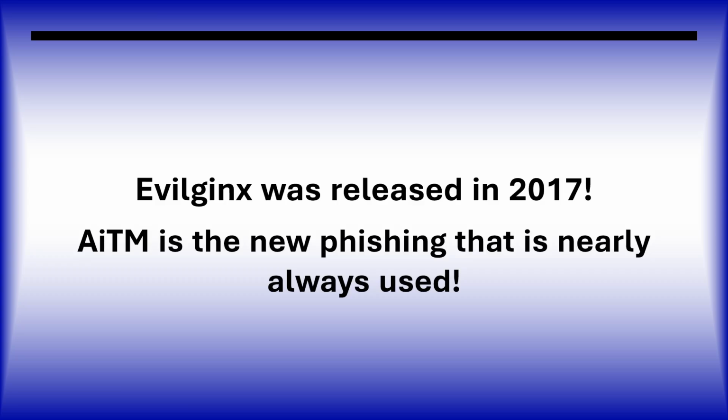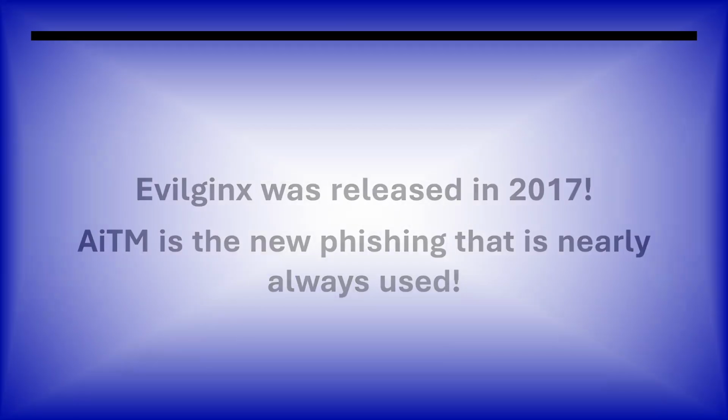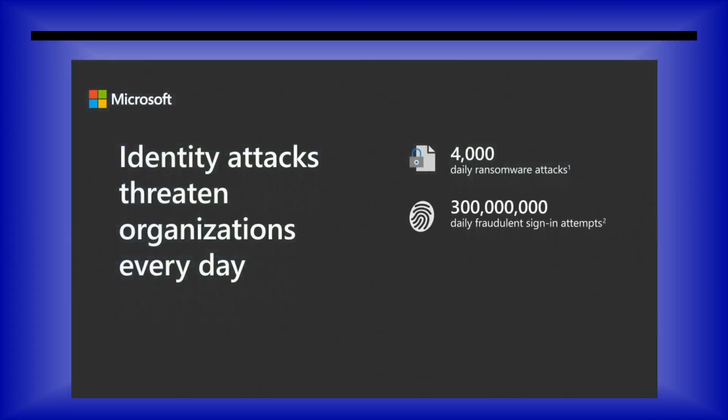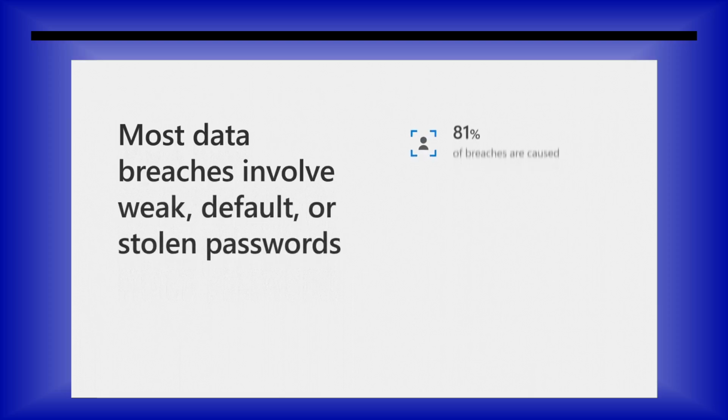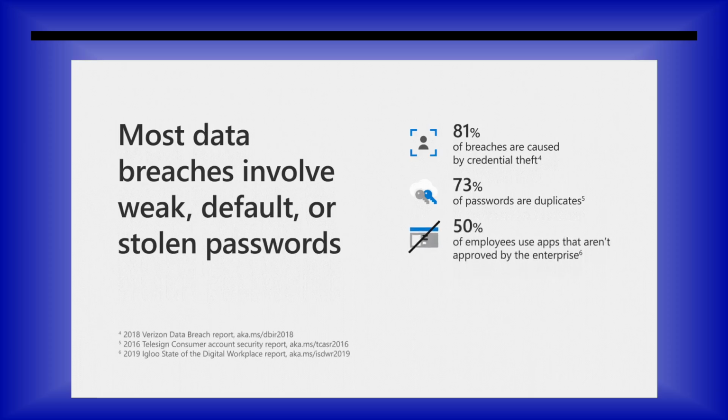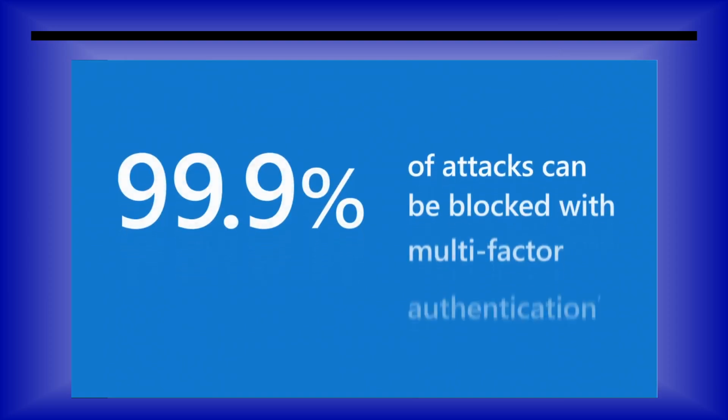Nearly all phishing nowadays has adversary-in-the-middle attacks. It's a new way of phishing that is nearly always used in most environments with phishing attacks. So I want to show you here a GIF that I found on Microsoft, where they're discussing multi-factor authentication and recommending it because of identity-based attacks. They claim that if you utilize multi-factor authentication, it can help prevent 99% of attacks.